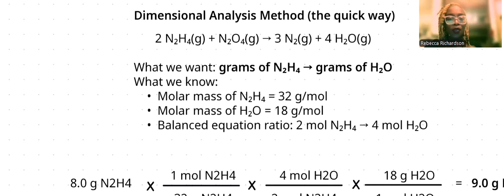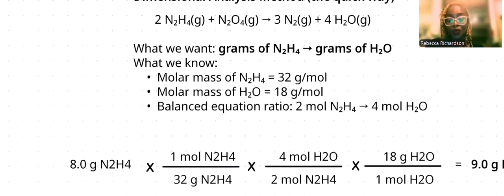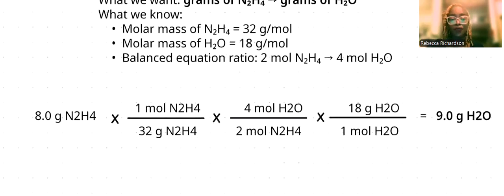We want to convert from grams of N2H4 to grams of H2O. We know what the molar mass is for each of these, the reactant and our product, and we know what the ratio is from our balanced equation. So we can set this up in a series of conversions that will allow us to quickly get to our answer. You can follow along as it cancels each of those out, ending up with our grams of H2O. So this is the quicker method to get to the final answer, but you'll be able to understand the logic and what's happening at each one of these steps.